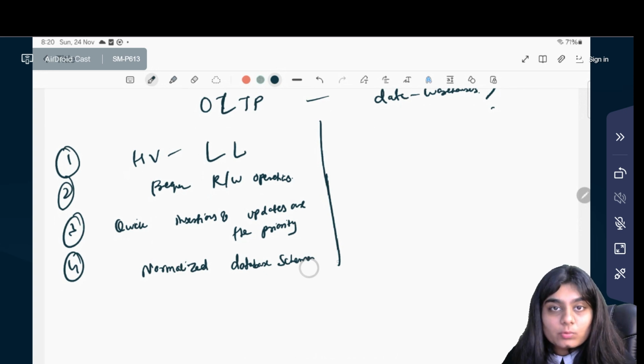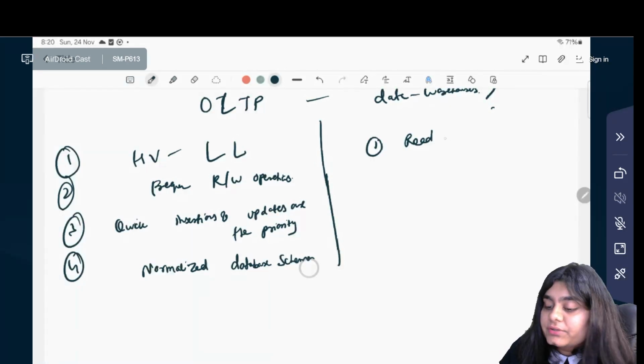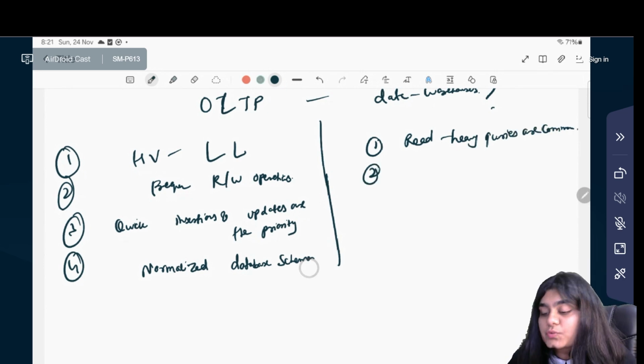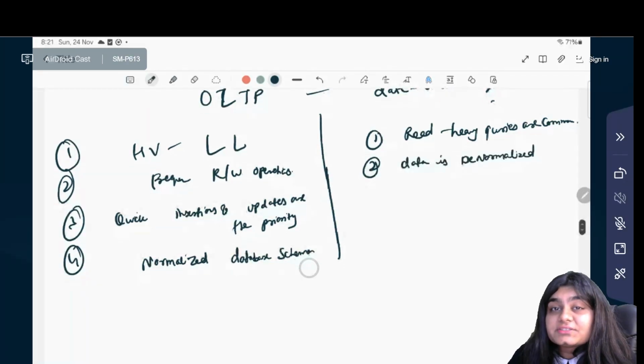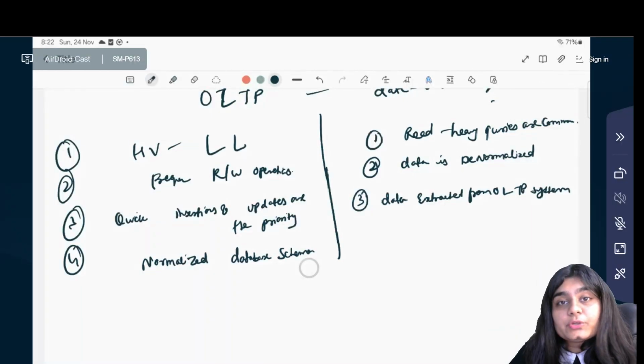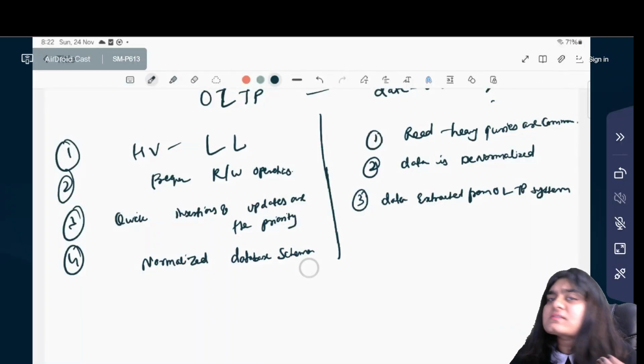While a data warehouse is built specifically for reporting, analytics, and business intelligence. And here its characteristics are: read heavy queries are common. Data is usually denormalized to improve query performance. Data is extracted from OLTP systems, transformed into the suitable format, and loaded into the warehouse. The schema is optimized for analytical workload, often using techniques like star schema or snowflake schema.